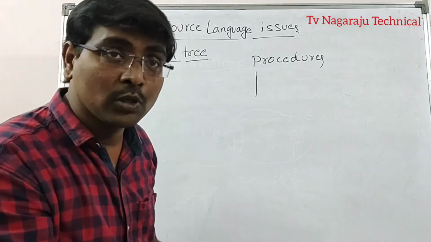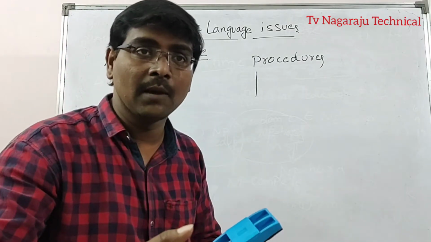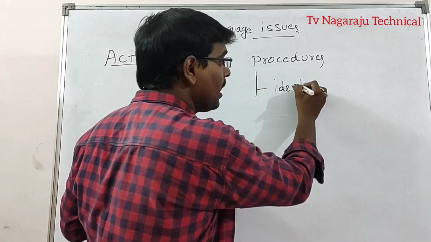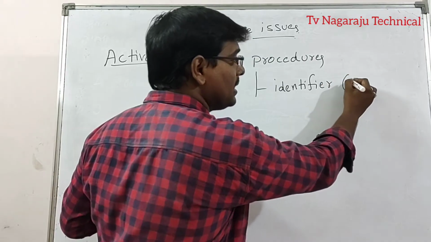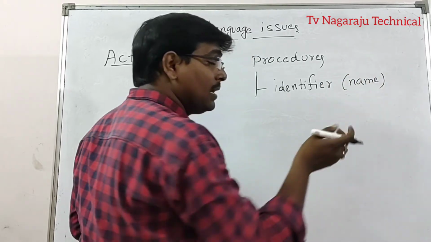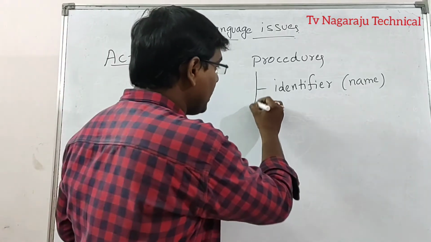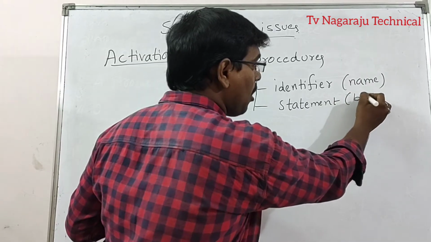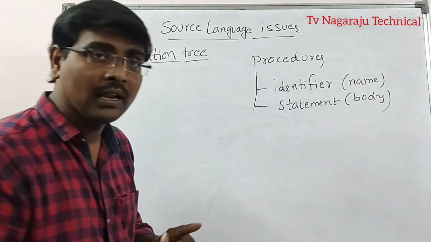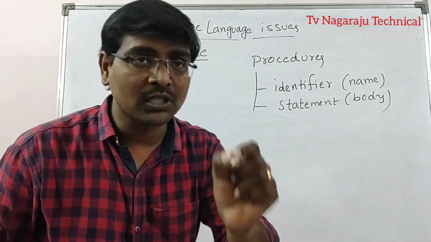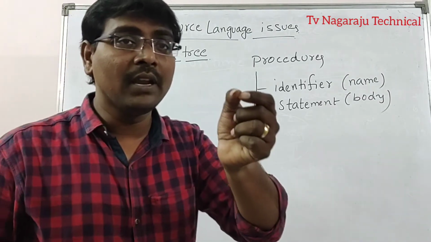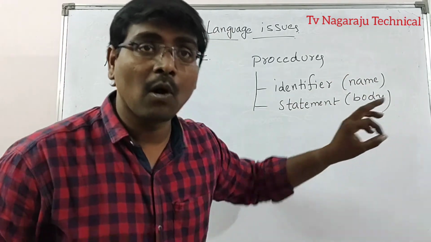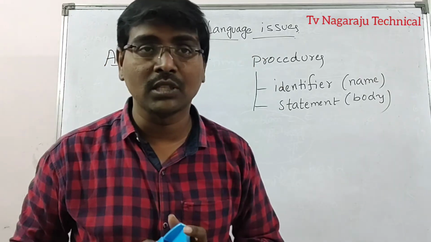Generally, suppose we are defining a procedure. The procedure definition consists of an identifier. What is an identifier? Simply the name of the procedure, along with statements. What is meant by statement? The body of the procedure. Now clear? A program is a set of procedures. Each procedure definition consists of the name of the procedure along with the body of the procedure. Right now you know procedure.